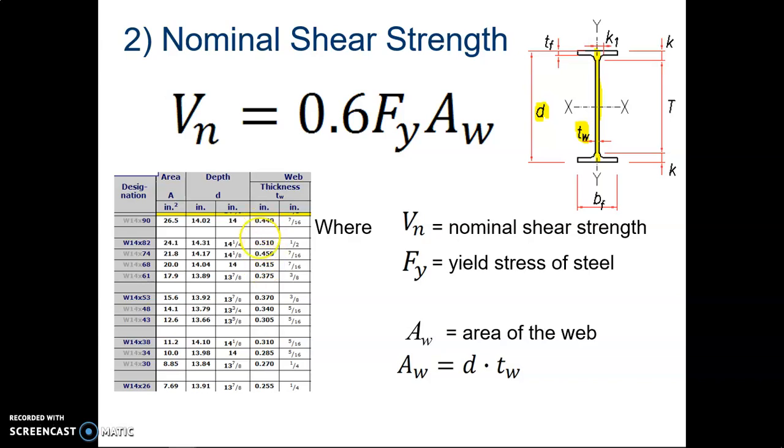So take your area of the web, now we have inches squared, multiplied by Fy, which is going to be measured in psi. Notice how pounds per square inch times square inch, well, they will cancel out, right? This inches squared. And what you're left with is kips. Shear is a kip force or pound force. And that's how you would determine what the actual strength is of the member.